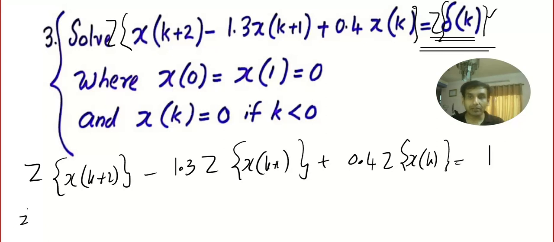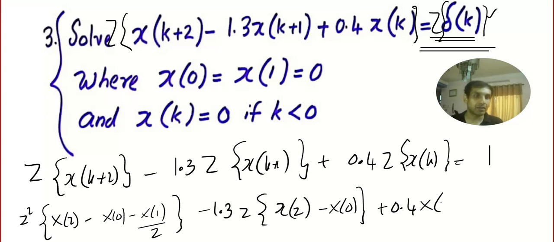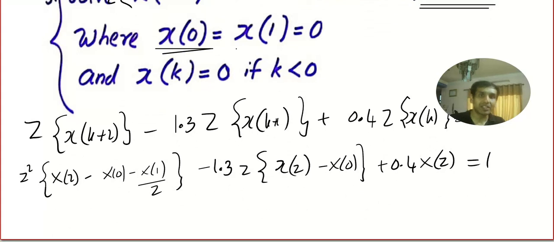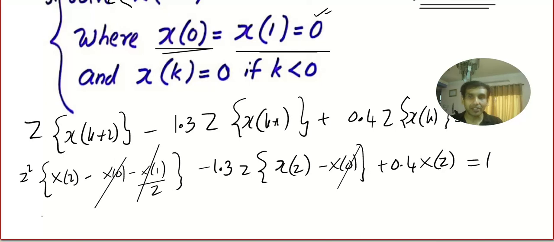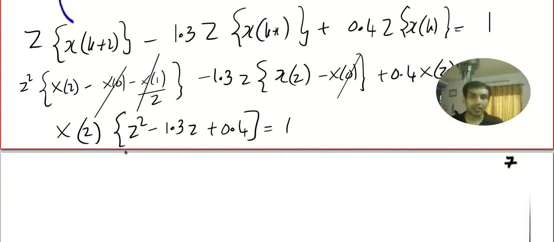Now here we have the formula: z squared X of z minus z squared x of 0 minus z x of 1, divided by, minus 1.3 z multiplied by X of z minus z x of 0, plus 0.4 X of z, is equal to 1. Now let's apply the condition. This problem is really nice because the initial condition is 0, so this is going to vanish, this is going to vanish, so we can take that function of z common: z squared minus 1.3 z plus 0.4 is equal to 1. So use a calculator, or otherwise you can factorize this.